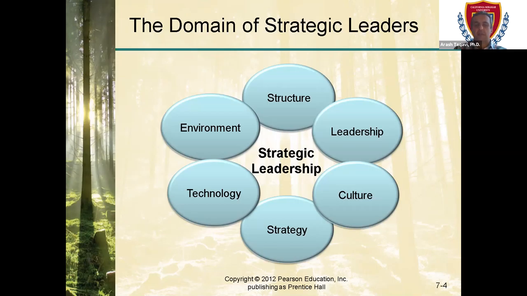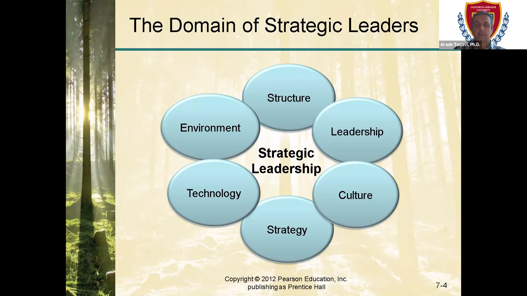You cannot separate these six forces, these six strategies from each other for strategic leadership. We cannot separate them, because they work together to shape a strategic leadership successfully. Consider each of them separately, for example, structure and leadership, structure and environment, structure and culture, leadership and culture, culture and strategy, strategy and technology, technology and environment.